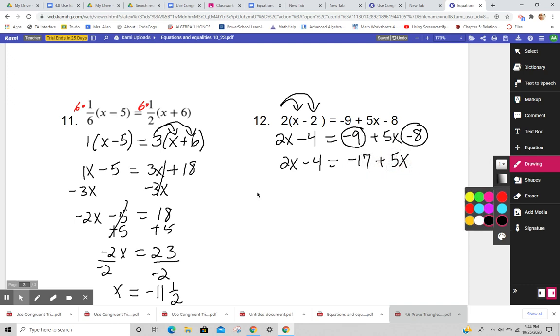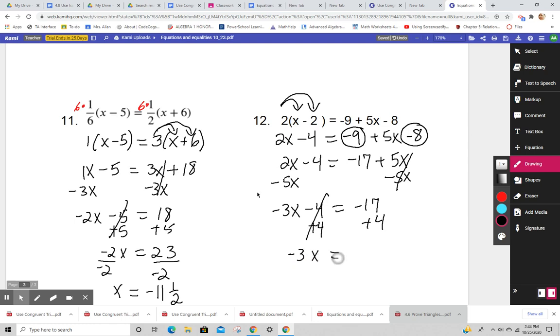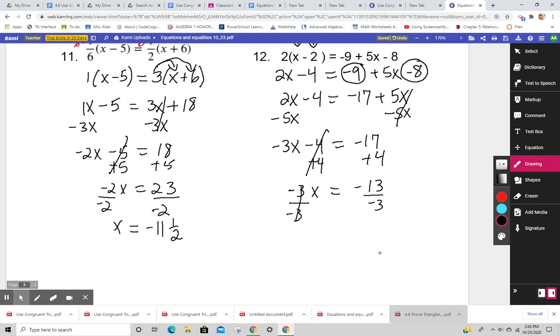Let's get our x's all on the same side. So subtract 5x from both sides. So that's negative 3x minus 4 equals negative 17. We'll add 4 to both sides so we can solve for x. So negative 3x equals negative 13. Divide both sides by negative 3. And let's see, x, well, this is going to be positive because this is SSP, same sign, positive.